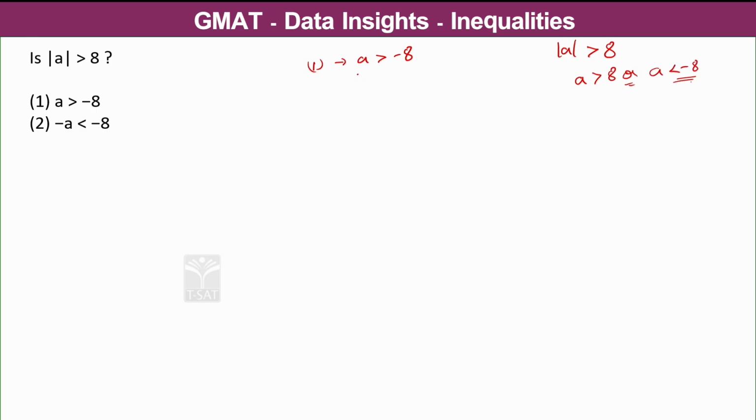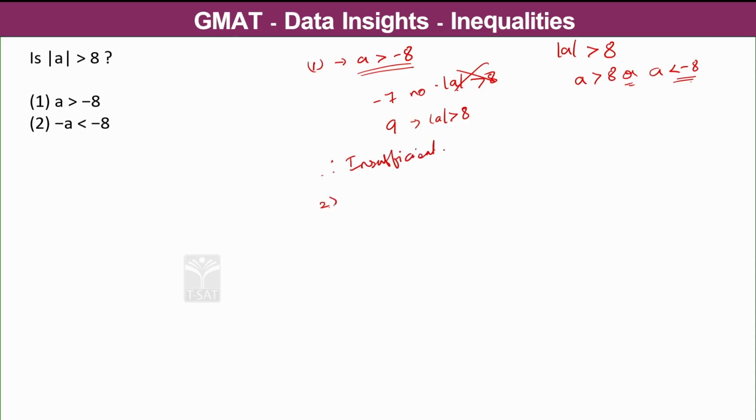But the first statement tells us that A is greater than minus 8. So, if it is say minus 7, then no, mod A is not greater than 8. But if it is say 9, because 9 is also greater than minus 8, then mod A is greater than 8. So, it can go either way, therefore, it is insufficient to answer the given question.